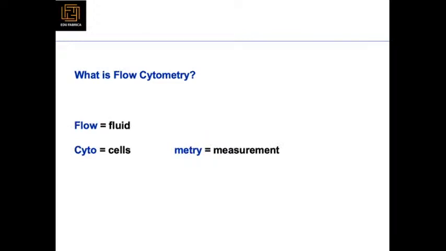So what is flow cytometry? How did the name come about? Flow means fluid, cyto means cells, metry means measurement. So measurement of fluid cells. Measuring the cells which are in fluid is known as flow cytometry.